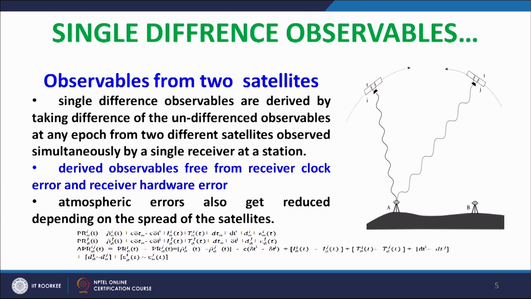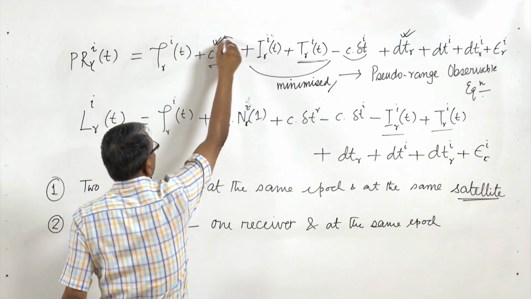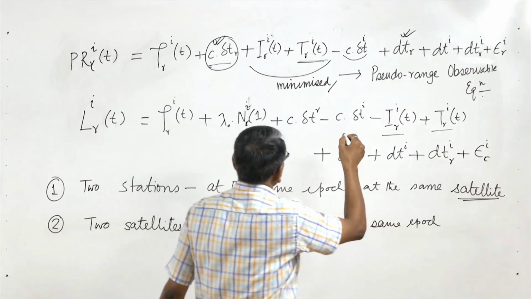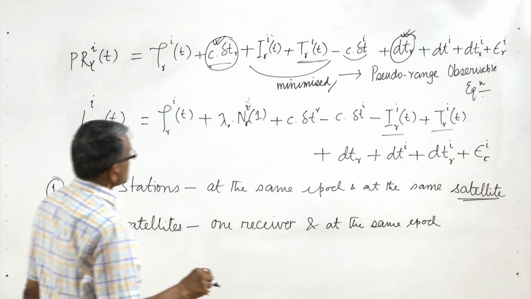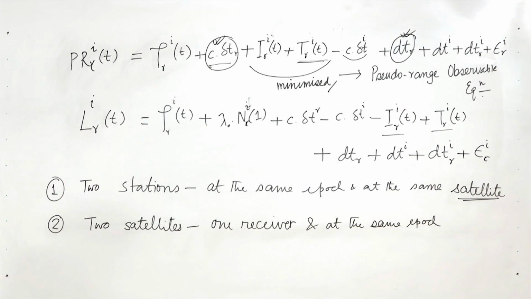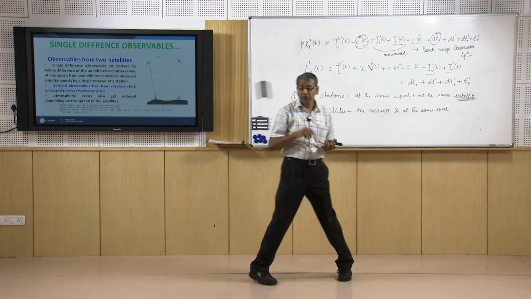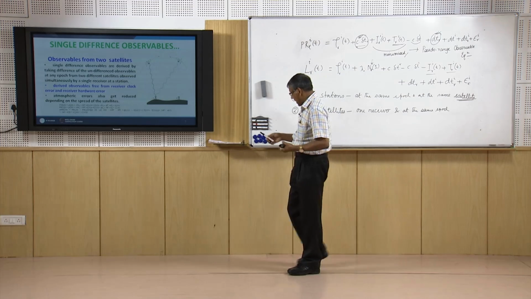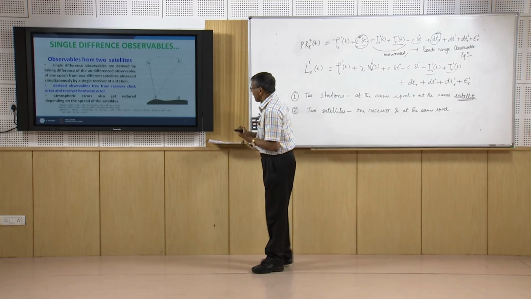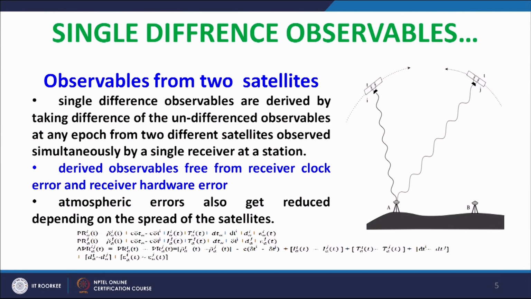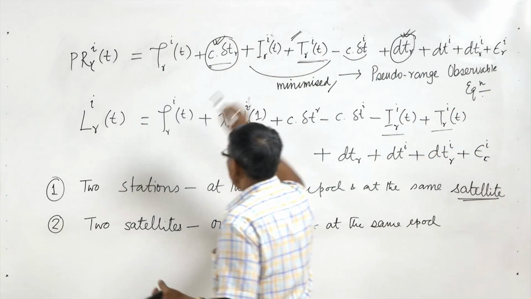Now, if we look at the pseudo range observable, this is the receiver clock error, and this is the receiver hardware error. These two errors will be removed, and other errors, specifically the atmospheric errors, will be minimized depending upon the distance between the satellites. So, anyway, some minimization will be done.